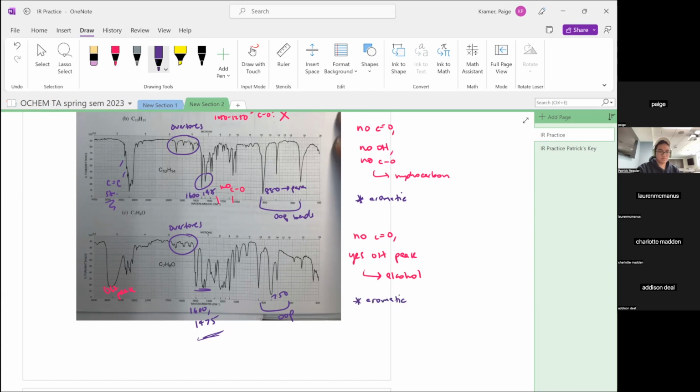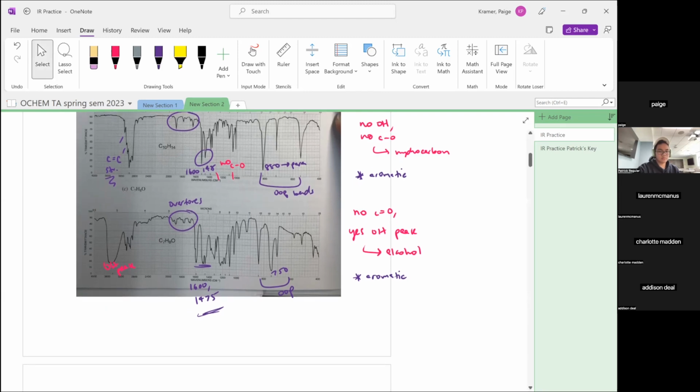The C double bonded C stretches in the front also get kind of obliterated with carboxylic acids too. So don't worry too much about that if you don't see it, but you see everything else.